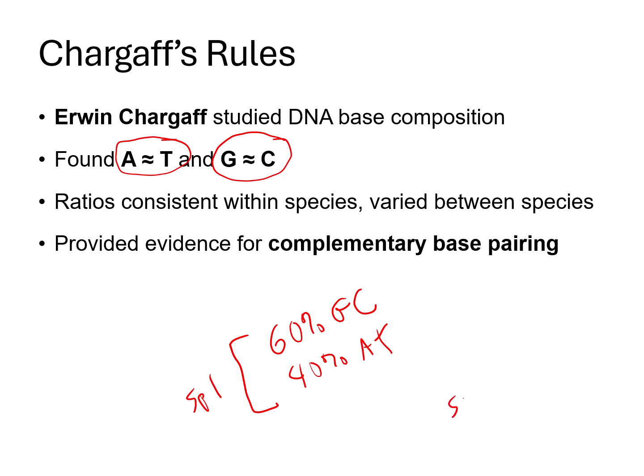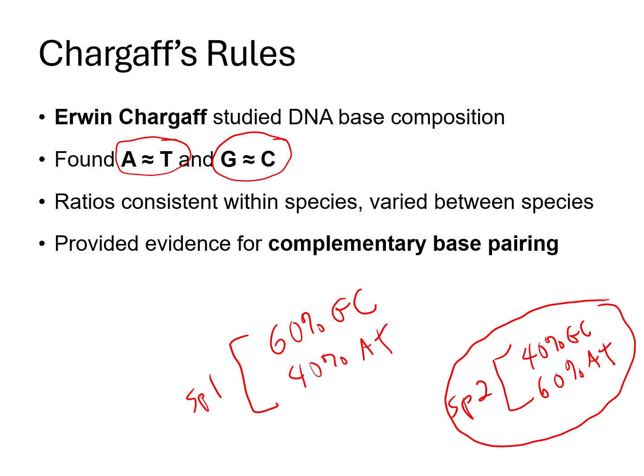But in a second, completely different species, maybe they have only 40% G's and C's and 60% A's and T's. So again, within the same species, they would have similar makeup of DNA bases, but between two different species, they could have very different ratios. And these relationships really provided key evidence for complementary base pairing. Now we know that A pairs with T and G pairs with C within DNA structure.